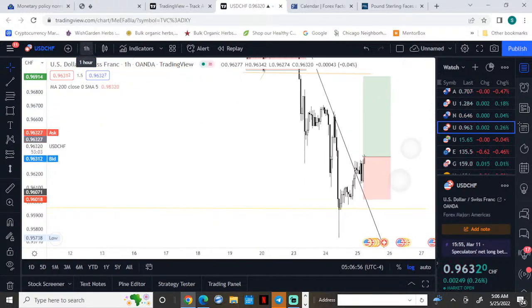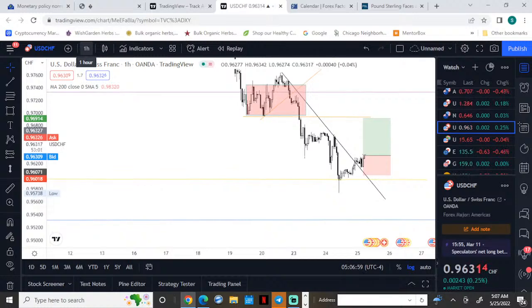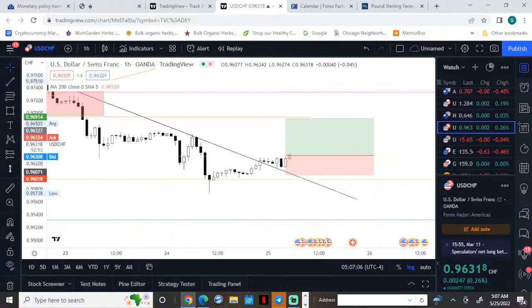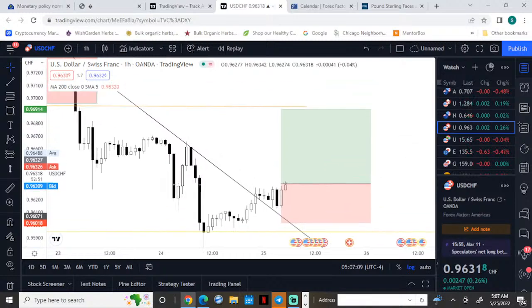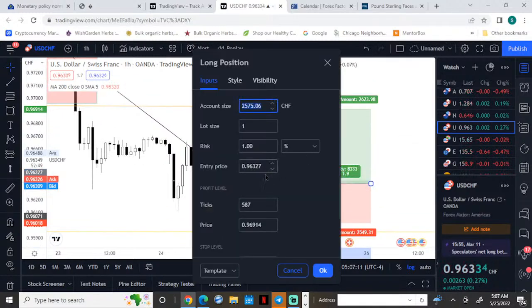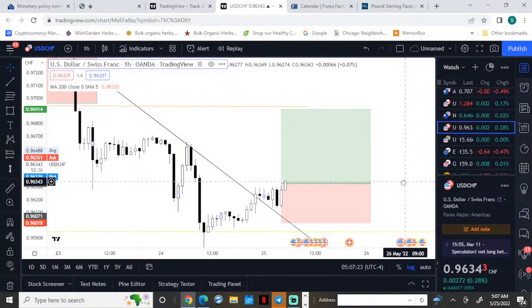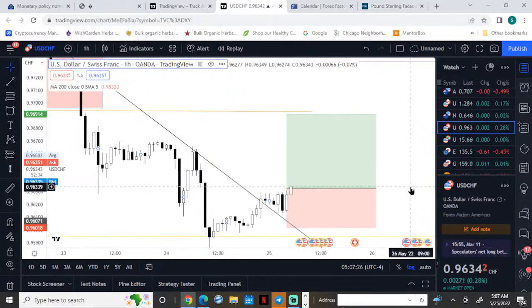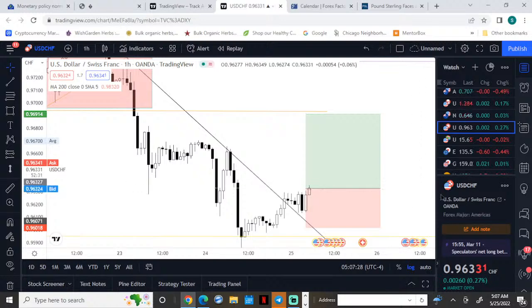Was this a fib? This was not a fib. This was a retest of this zone is what I'm looking for in this trade. So I'm going to set my TP right here where it's at. 96914. And boom, boom, boom, boom, boom.